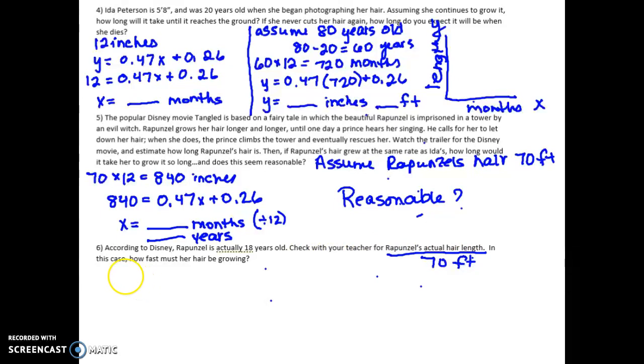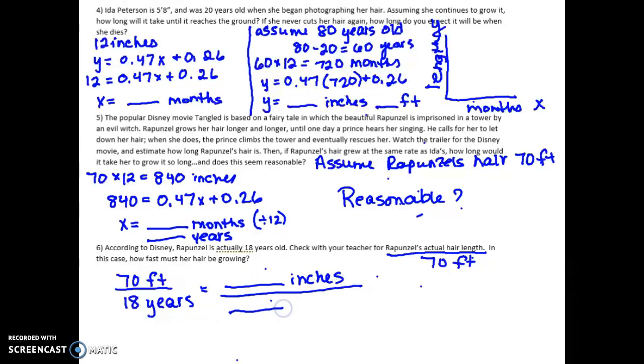If she's got 70 feet of hair and it's growing for 18 years, what I want you to do here is to tell me 70 feet is actually how many inches, and divide that by the number of months. 18 years is how many months? So I'll give this one to you. 840 inches is 70 feet and 216 months. All you've got to do here is divide. 840 divided by 216 is going to be approximately 3.89 inches per month.